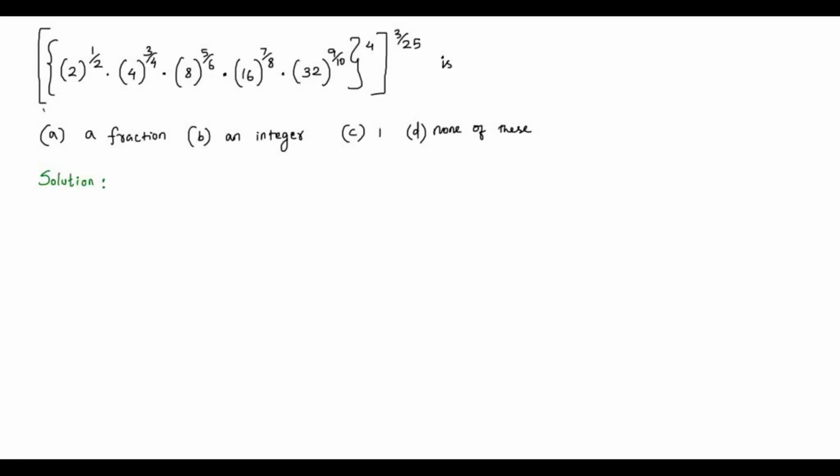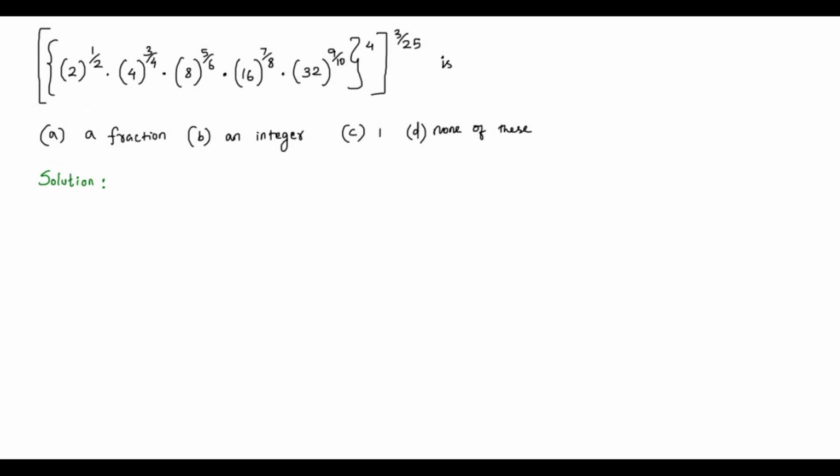Here we have a problem on indices, that is, we have to find the value of the numerical expression, and we have to check whether the value is a fraction or an integer, or it is equal to 1, or none of the three options A, B and C. Okay, to know the value of the given expression, what we need to do is simplify the given expression.